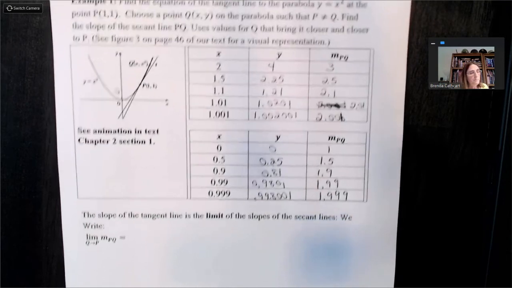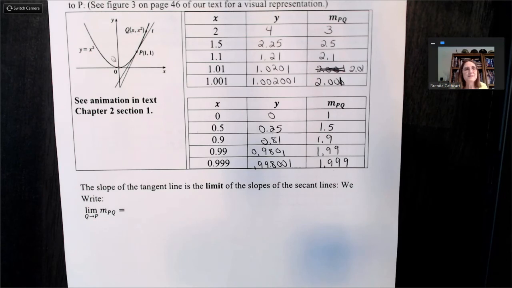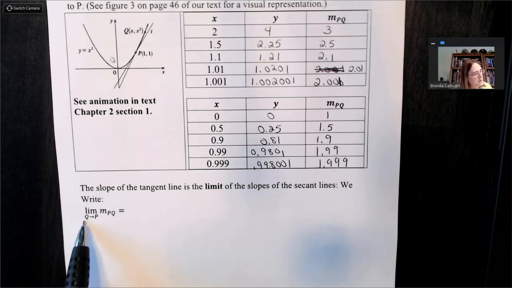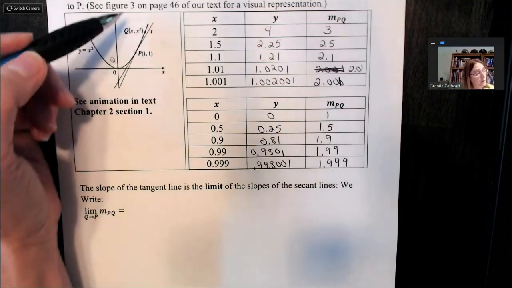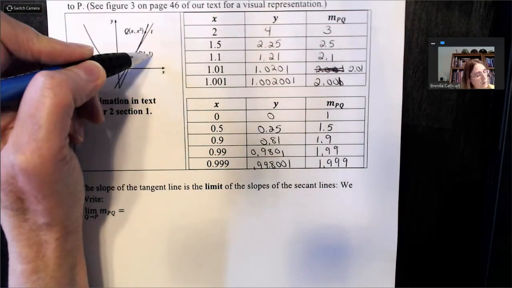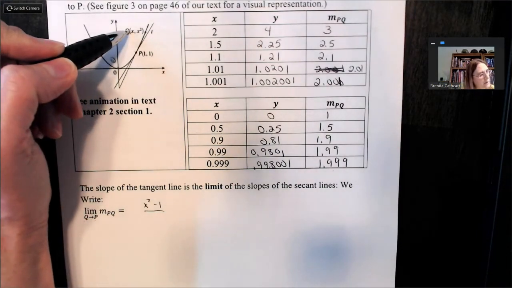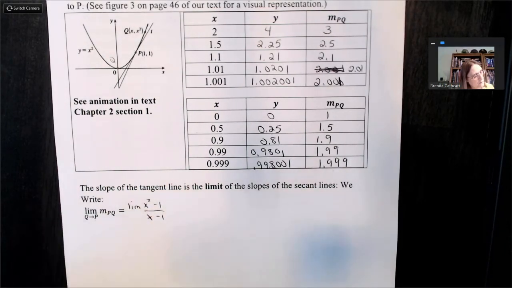So the slope of the tangent line is going to be the limit of the slope of the secant lines. We write, using some math terminology, LIM for limit. So the limit as point Q approaches point B of the slope of PQ. And let's go ahead and put our rule there. What is our slope for PQ? Well, it's x squared minus 1 over x minus 1. And we're finding the limit of that slope.